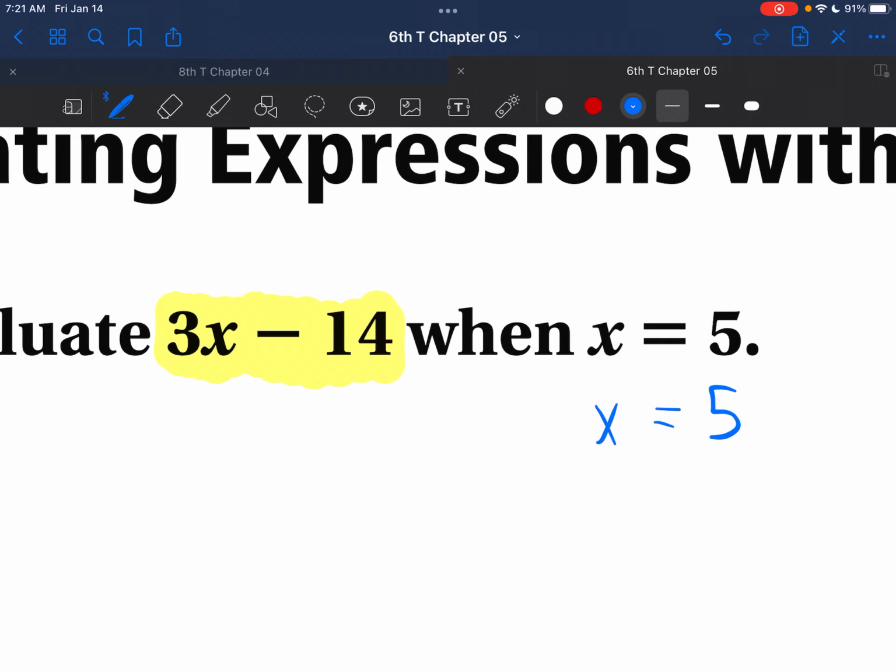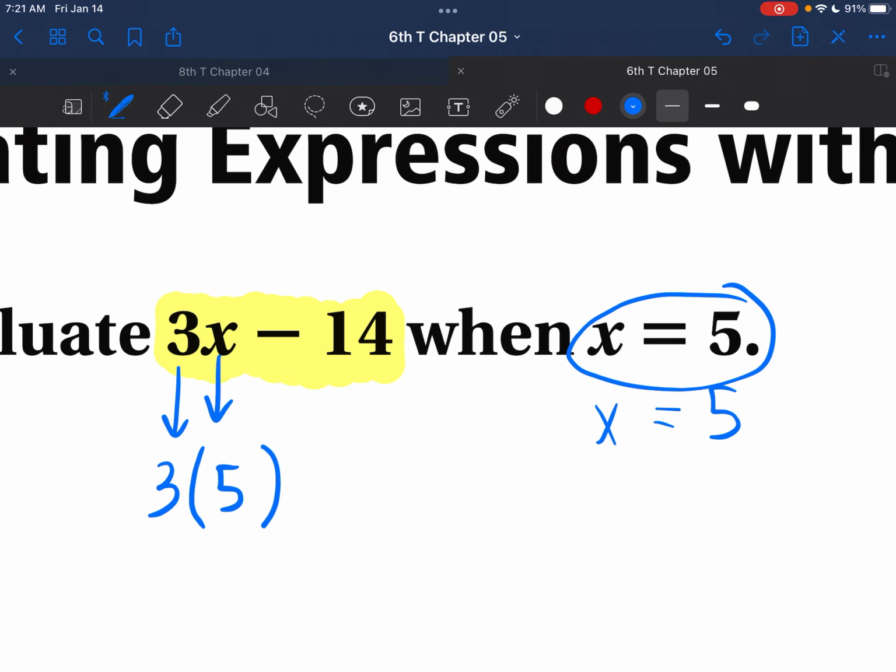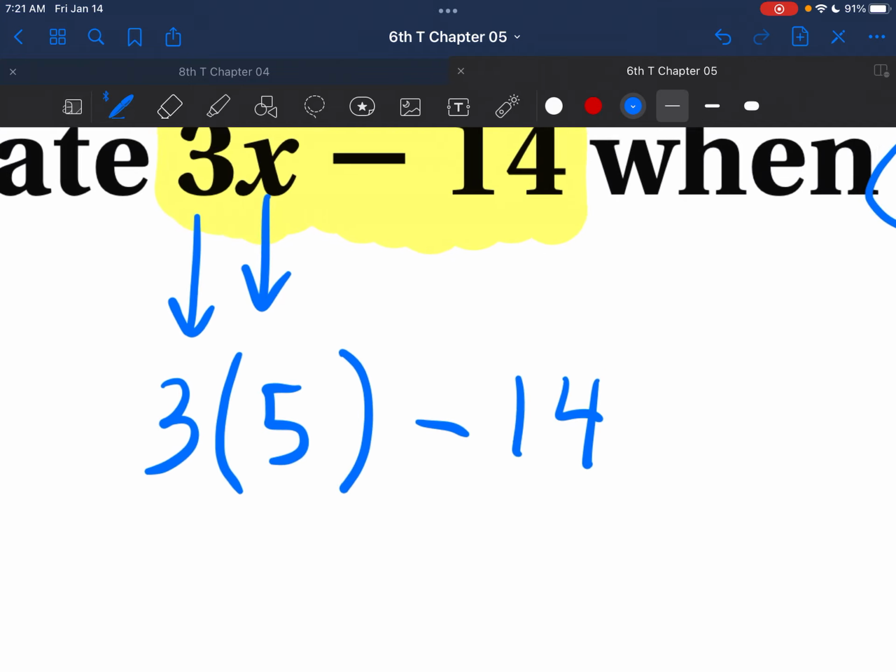So there's a reason why I asked you guys to put down your parentheses, because if you just drop down our 3, and instead of x we put our 5, it's just going to be like this, 35, and that's not correct. So remember, instead of x, we're going to put parentheses, and what is our x equal to? It's going to be 5 minus 14.